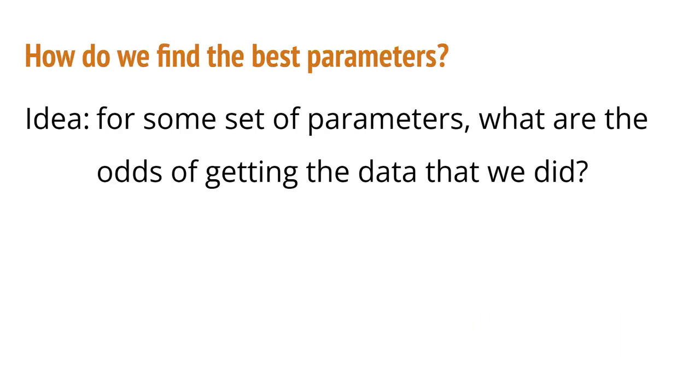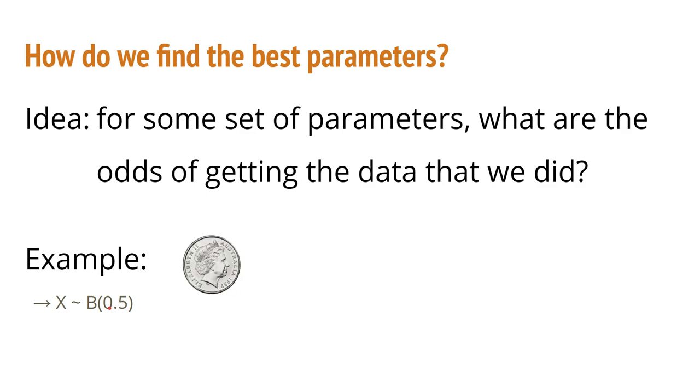How do we do this? Well, the idea is for some set of parameters that we assume, what are the odds of actually getting the data that we did? We're going to walk through this because this might be a bit confusing. Let's say that I give you a coin and tell you it is fair. That means a 50% chance of getting heads and a 50% chance to get tails. To be explicit, this looks like a Bernoulli distribution, with the parameter being 0.5.